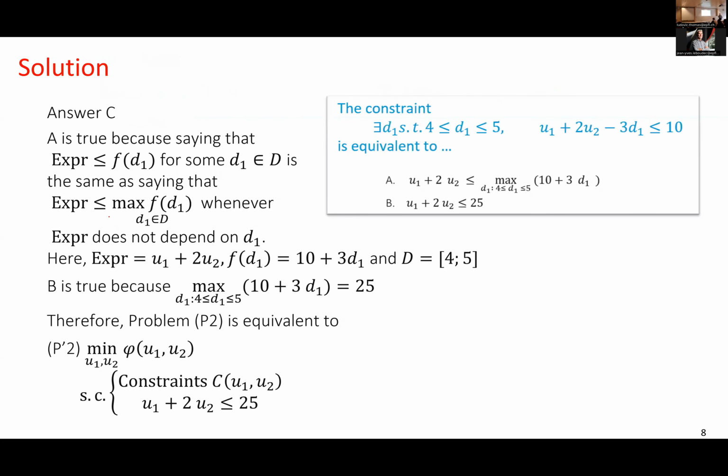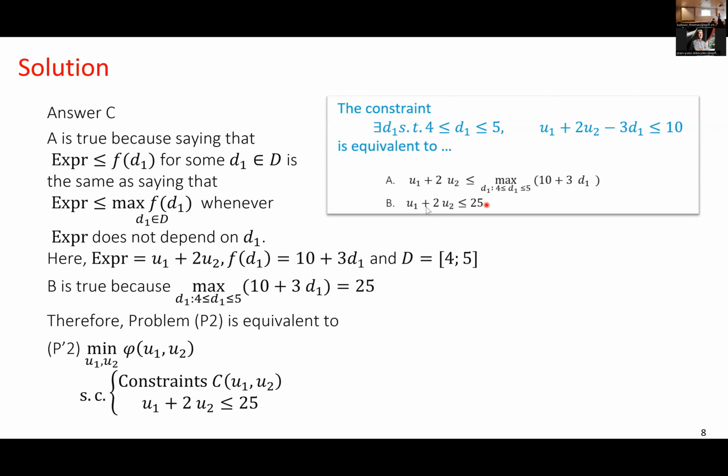For the same reason as before, except now we have max instead of min. So saying that an expression is less than the value of f of D for some value means that it's less than the max. Right. That's exactly equivalent here. So saying that U1 plus 2U2 is less than 10 plus 3D1 for some D1 means that it's less than the max. Right? Because if it's less than that for some D1, then it's less than the max, and vice versa. If it's less than the max, then it's less than that for one D1, which is the max here. And if I compute the max, I obtain 25.